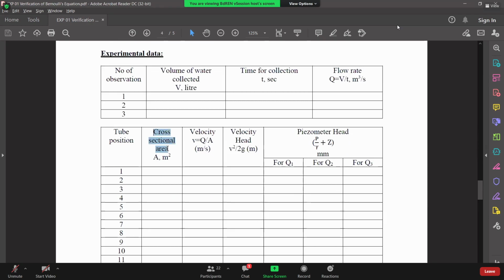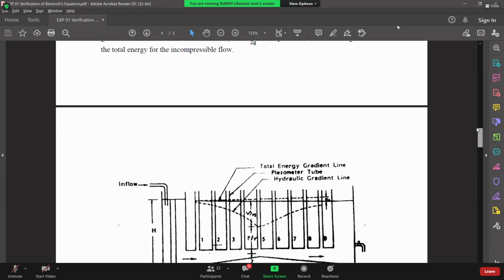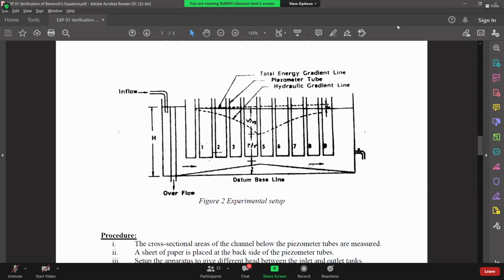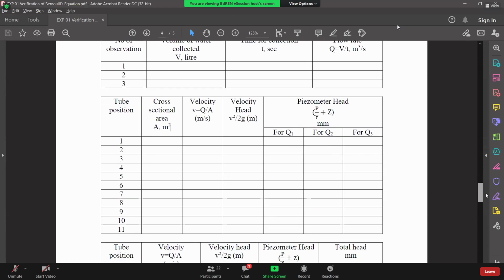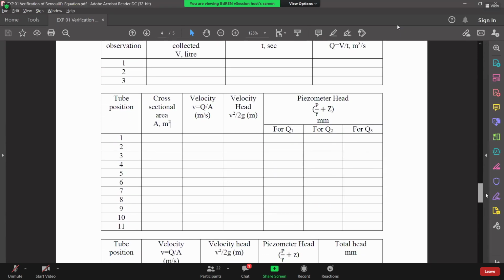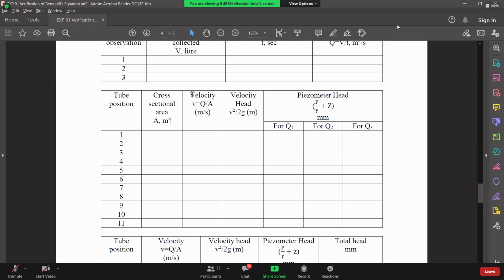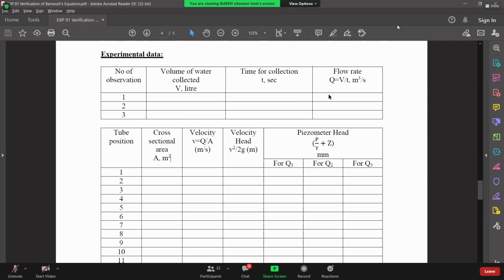And then you have to measure the cross-sectional area of each of the sections. In the experimental setup you could have done it very easily. It's much easier done than being said. And then you have to find the velocity. How to find the velocity? It's basically the flow rate per unit area. You know the area, so you find the velocity. From the velocity you can calculate the velocity head by velocity square divided by 2g. So you know what velocity head is. That is basically expressing the amount of kinetic energy in terms of height.